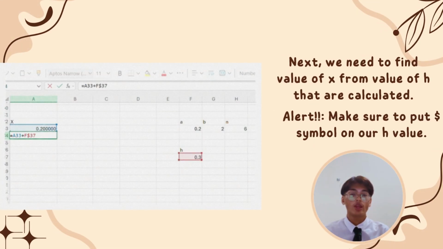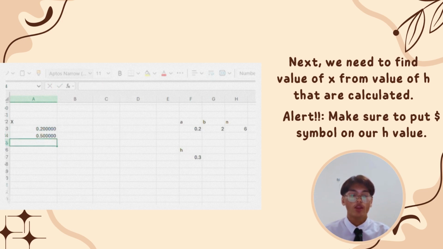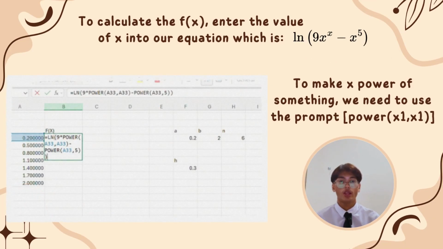Next, we enter the value of x. The first value is 0.2. As for the next value, we can determine it by adding it with the value of h. Make sure to put a dollar sign as shown in the video to get the value. Then, we need to find the value of fx. We need to insert the value of x into our equation to find fx value for each subinterval.